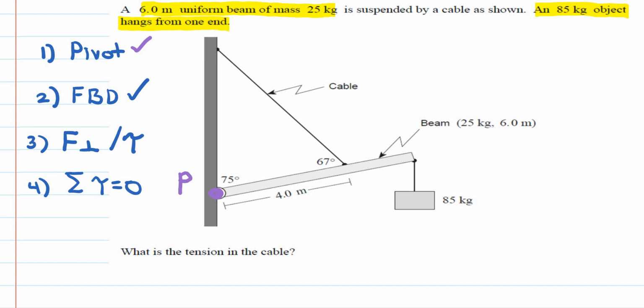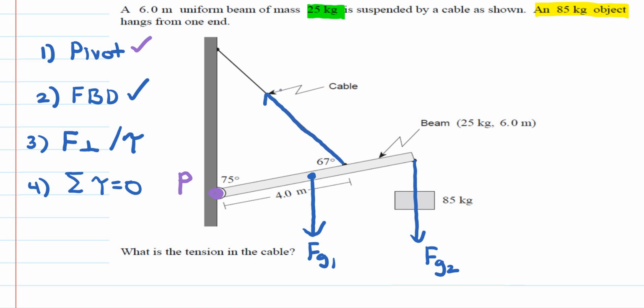Okay, so since this particular beam weighs 25 kilograms, it does have a center of gravity right in the middle. So I will draw a vertical force in the downwards direction, and I'll call that FG1. And there's also another mass hanging at the very end of the beam, so I'll draw another force here, and I'll call that FG2. And of course the wire or the cable here also has a force acting on it, and we'll call that the force tension, so Ft. Alright, so there's my free body diagram for this particular case.